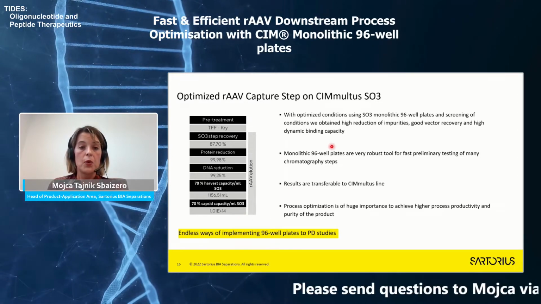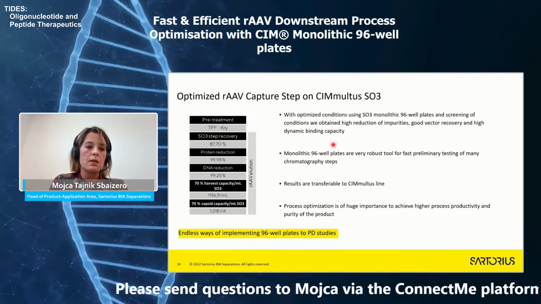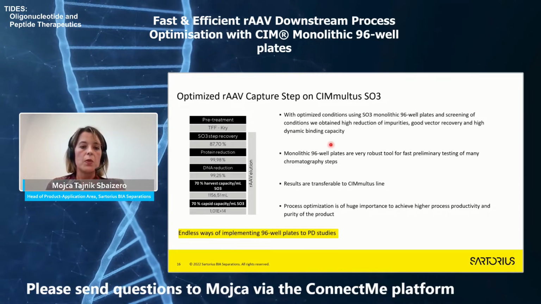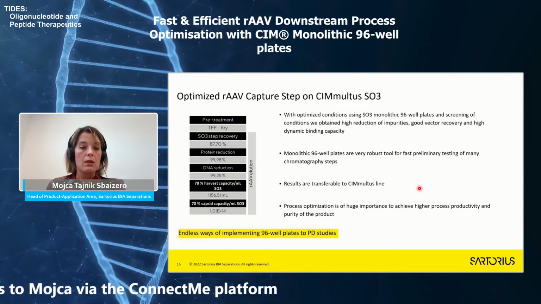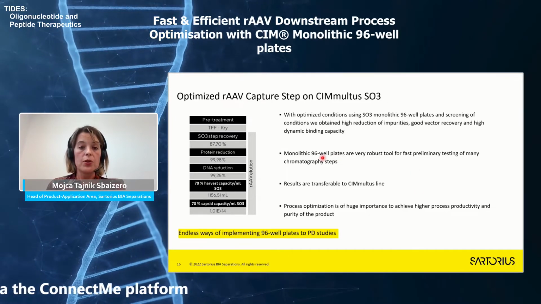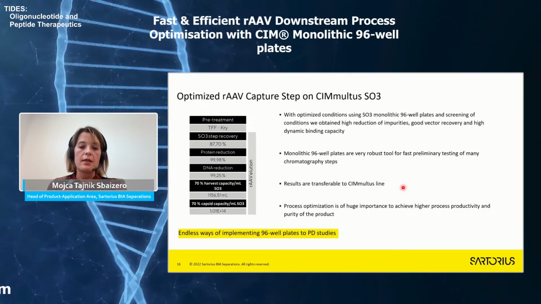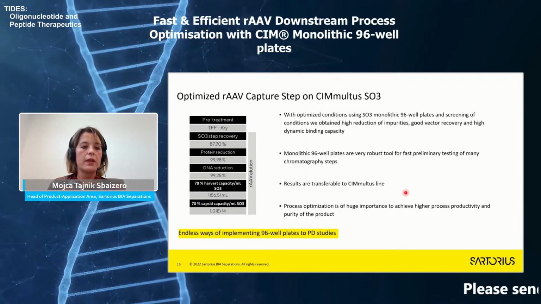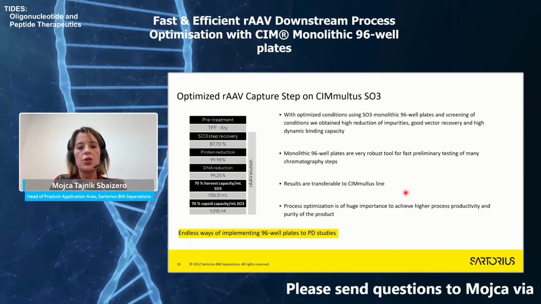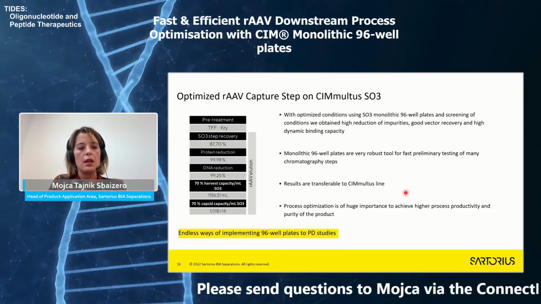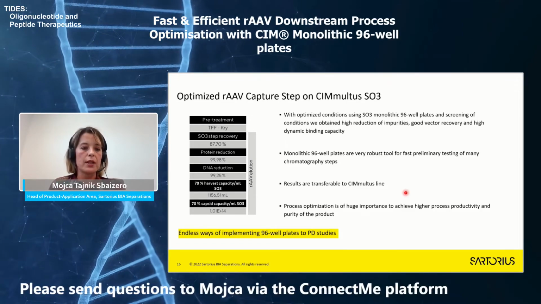We really improved our in-house AV platform process by using these monolithic plates. The results were also transferable to the Simultus line. So the monolithic plates are actually a very robust tool for this fast preliminary screening. This is very important because with optimization of the capture step, we can really achieve higher process productivity and also higher purity of the product at the end, so also fewer problems in the polishing step.